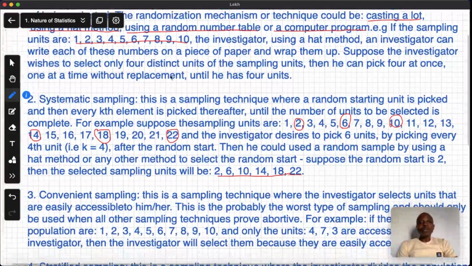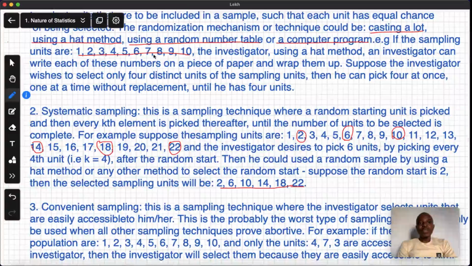So what you have done here is that you have labeled your units 1, 2, 3, 4 until you get to 10. The same thing has been done here. You have 22 units in your population here. You've labeled all the units, all the elements in the population. You've given them a number.